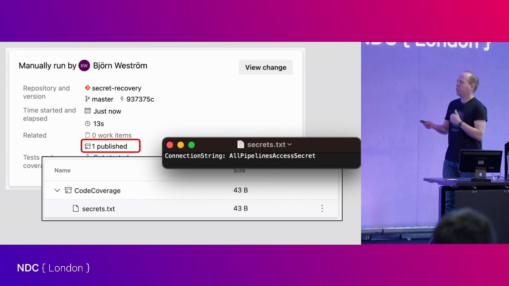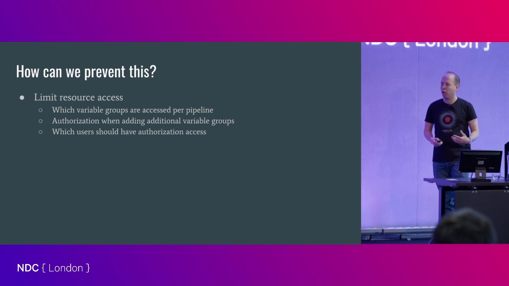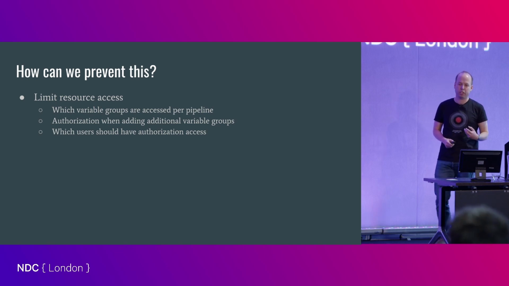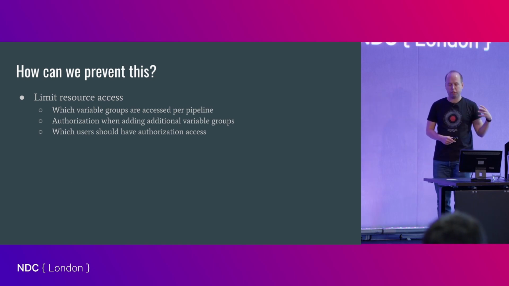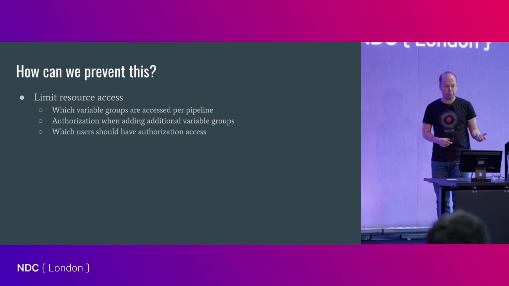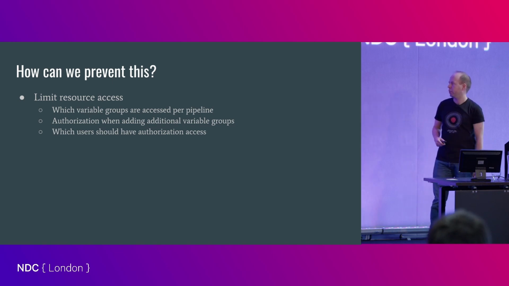But I think still maybe we aren't aware of how easily accessible it is, even though we have a masking feature. So what can we do to kind of prevent this? Well, we can look at how these variable groups are accessed. We can limit the resource access. Because there are settings for which variable groups may be accessed by a pipeline. There's also settings for which users may authorize such access. So let's look at those.